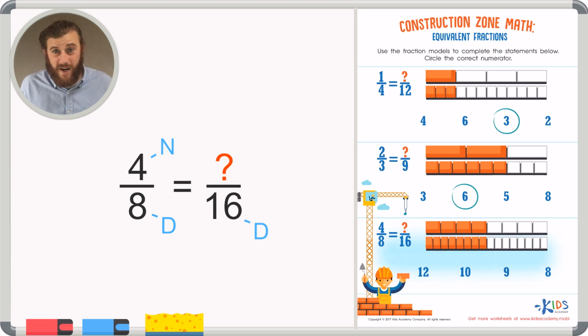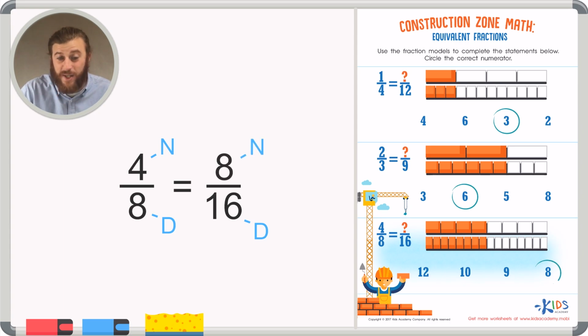But what's the numerator? Let's count the boxes to find out how many 16ths need to be shaded in to make an equivalent fraction to 4/8. Well, there's 1, 2, 3, 4, 5, 6, 7, 8 pieces shaded in. And if we look, 8/16 takes up the exact same amount of space as 4/8. And that means that 8/16 is the equivalent fraction, meaning that 8 is the correct numerator or top number.